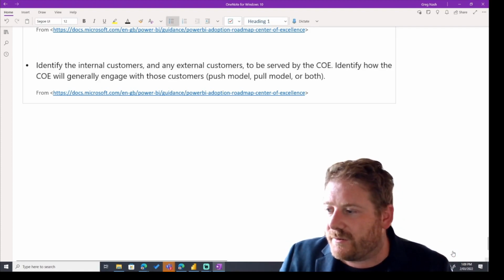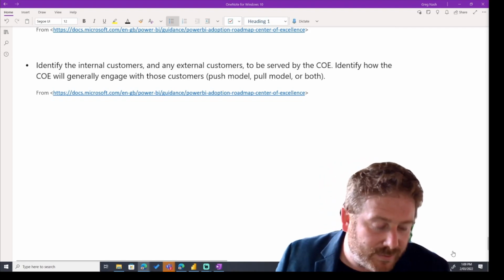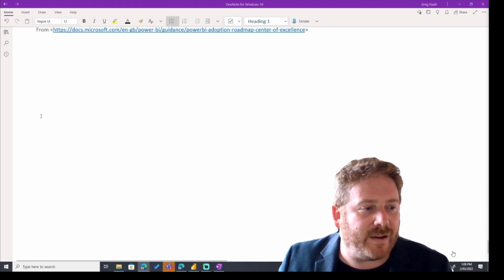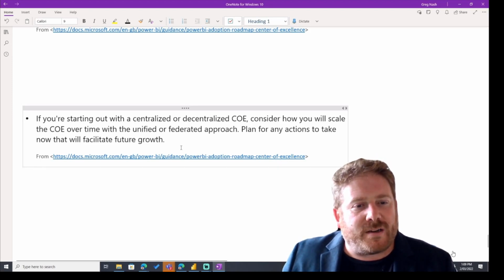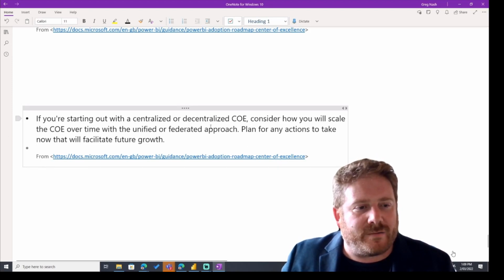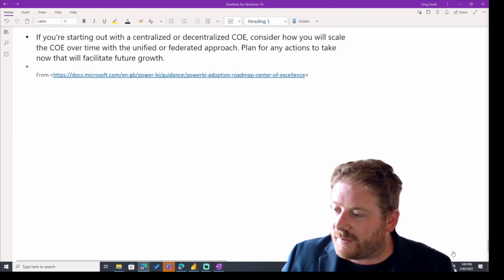So who is going to use the COE? What is it there for? Don't just create a team for a team's sake. They have to have a reason for existing. If you're starting out with centralized or decentralized, consider scale. Scaling is going to be your issue, which makes sense.